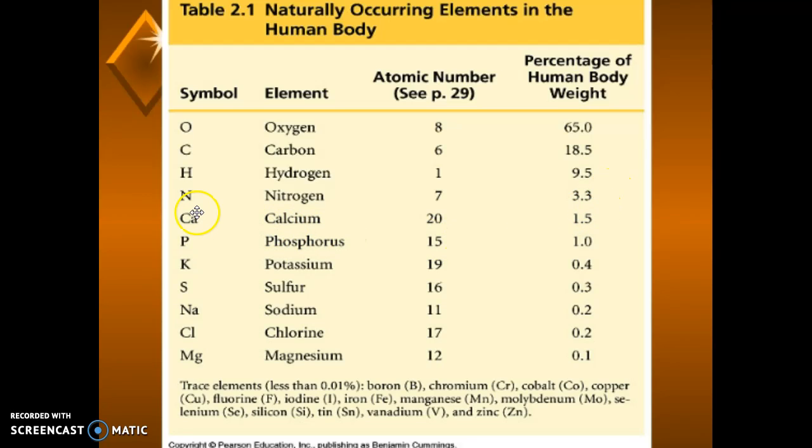Nitrogen gets wrapped into the four most important elements for life. A lot of the times we talk about CHON, carbon, hydrogen, oxygen, nitrogen. Nitrogen's way down to only 3.3% of our body. But from there it gets really small. 1.5%, 1%, down to 0.1% for magnesium. And then you see that the trace elements are less than 0.01% of our body weight. So we'll talk a little bit more about those here in a second.